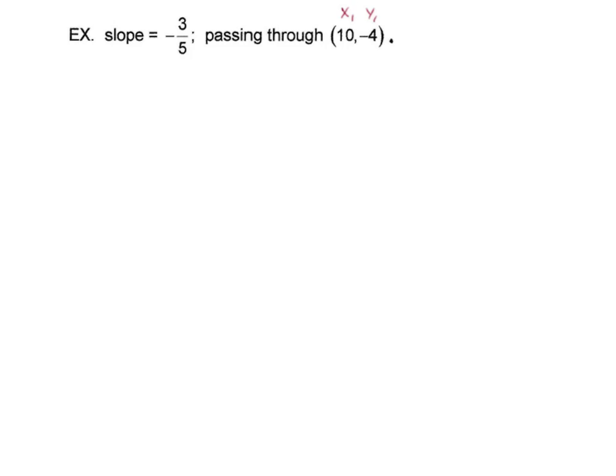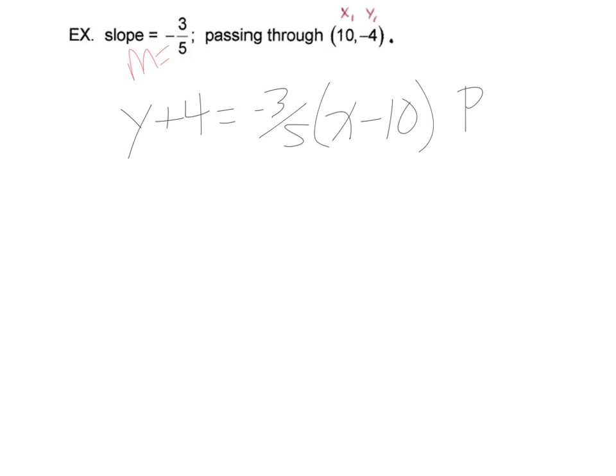Same instructions. We want to write an equation in point slope and slope-intercept form. Again, we already have m, so we can skip that formula and work our way down through the chart. I've labeled my point x1 and y1. So point slope form is y minus y1. It's a negative 4, so minus negative 4 would be plus 4 equals negative 3/5 times x minus x1, which is 10. So that's point slope form.